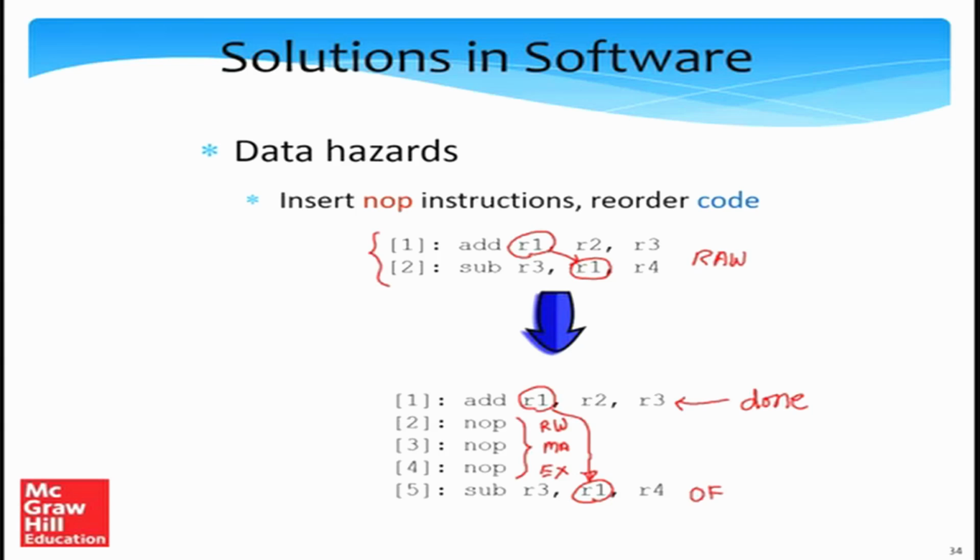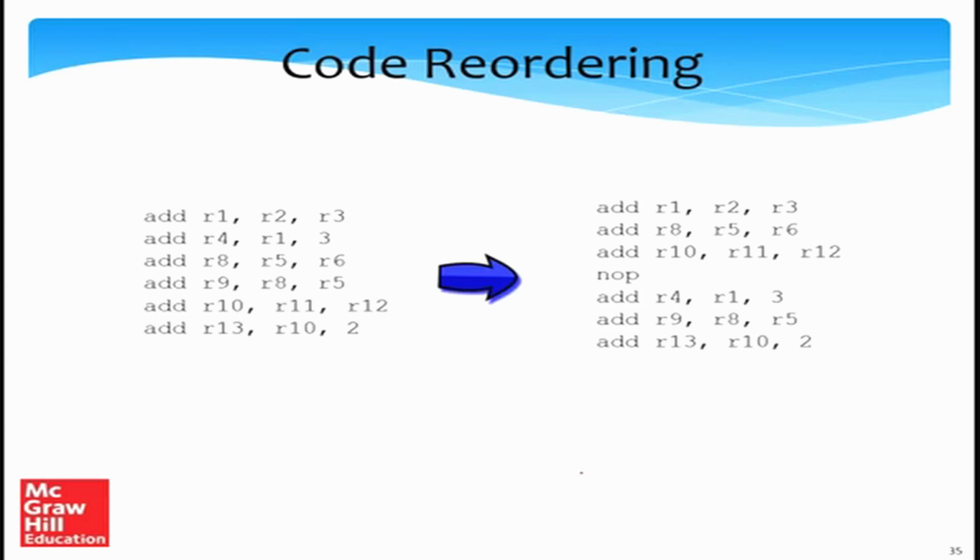So this ensures that our pipeline works correctly, but this is a bad solution. The reason it's a bad solution is because we are essentially wasting 3 cycles and we are not doing anything. So a better way would be that if we consider a larger piece of code, we can reorder the code such that the same technique can be applied, but we can minimize the number of no-op instructions that are added.